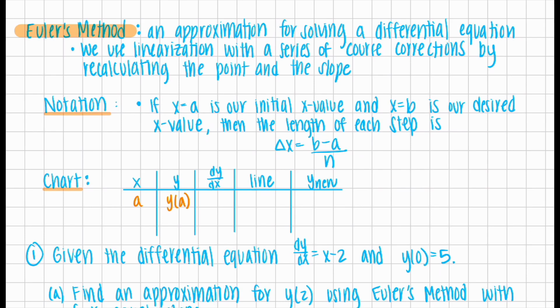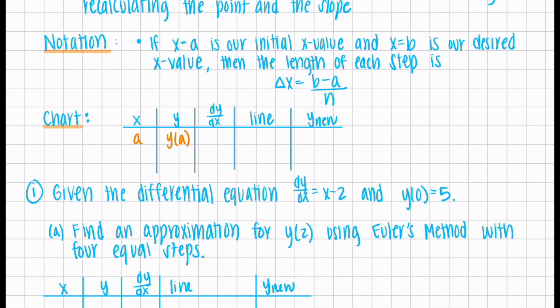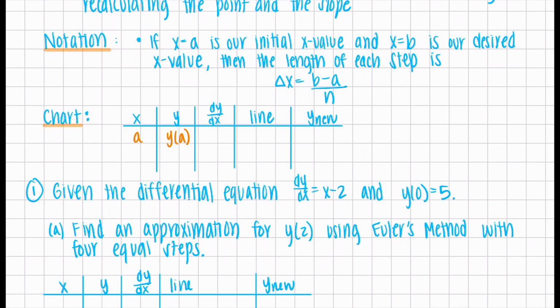In this video, we're going to talk about Euler's method. We're going to talk about what it means, how we use it, and we're going to go through a few examples. So Euler's method is an approximation for solving a differential equation. Typically this is if you have a differential equation that is not separable, we still want to be able to find an approximation. So for number one, they're going to ask us to approximate y of 2.